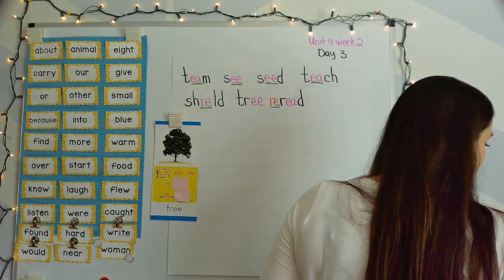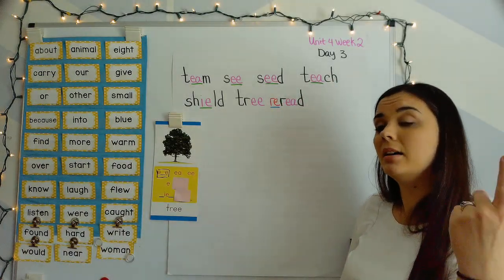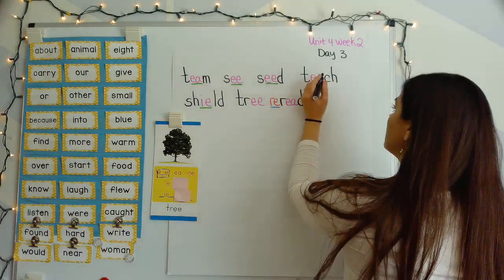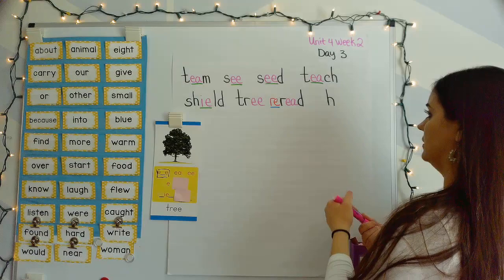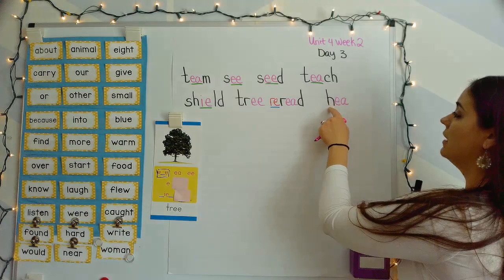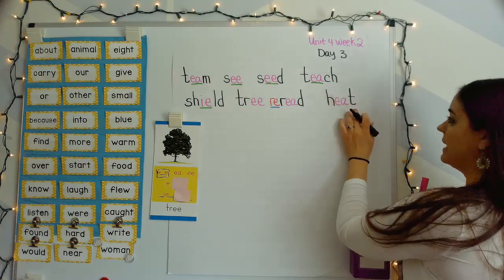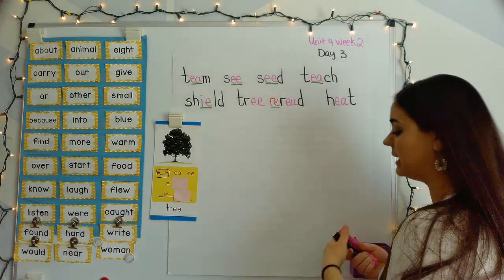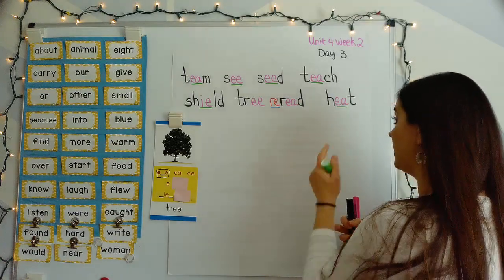Okay, next word. Heat. Your turn. Heat. Okay, so H says huh. E-A to spell long E. Huh. E. And T says ta. Huh. E. T. Heat. So of course in this word heat, E and A, they work together, that vowel team, to say long E.